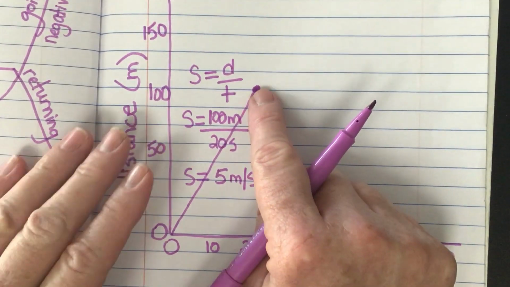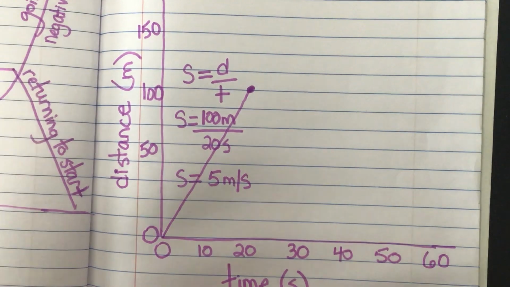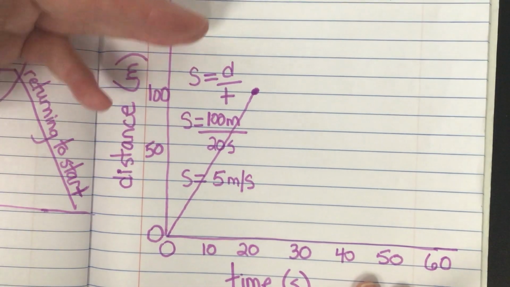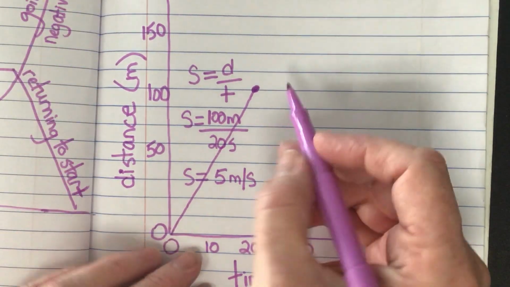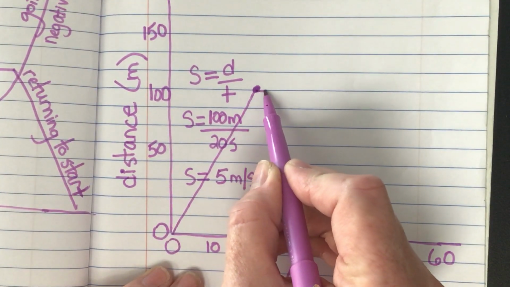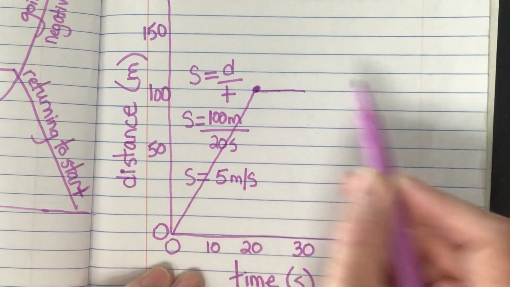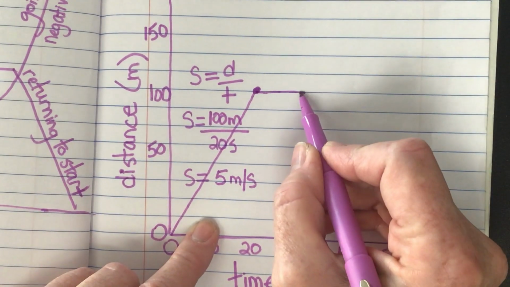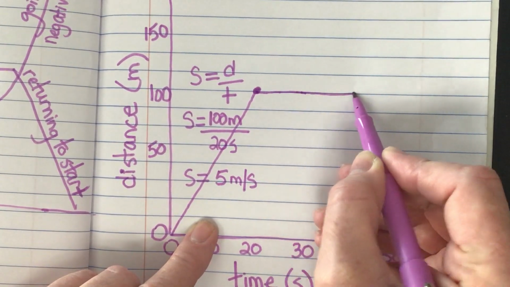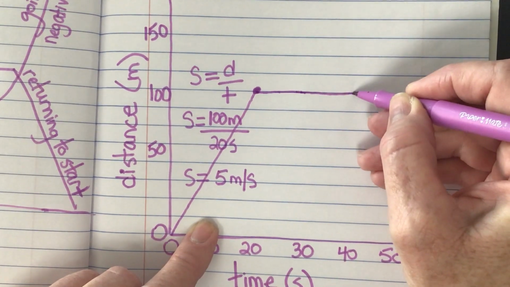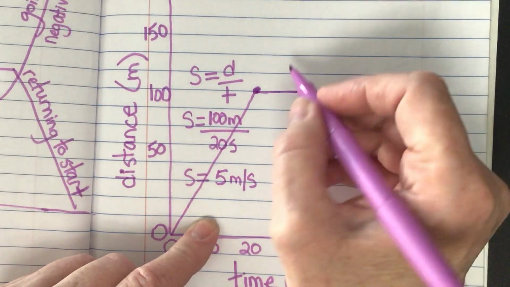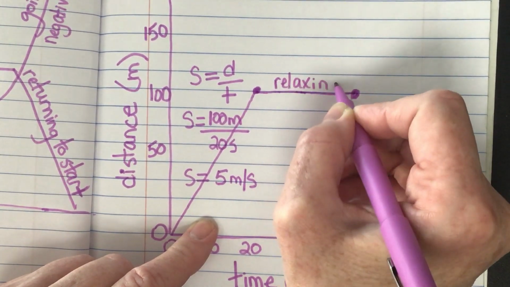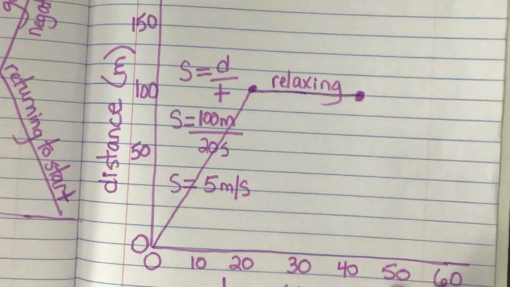All right, if he's relaxing, it says he relaxes for 20 seconds. So is he moving at all? He's not moving at all. So he's going to sit with no movement. He's not going anywhere. He goes from 20 to 40 because he relaxed 20 seconds. So let's draw a dot right there. He was relaxing. So the otter is relaxing right there.